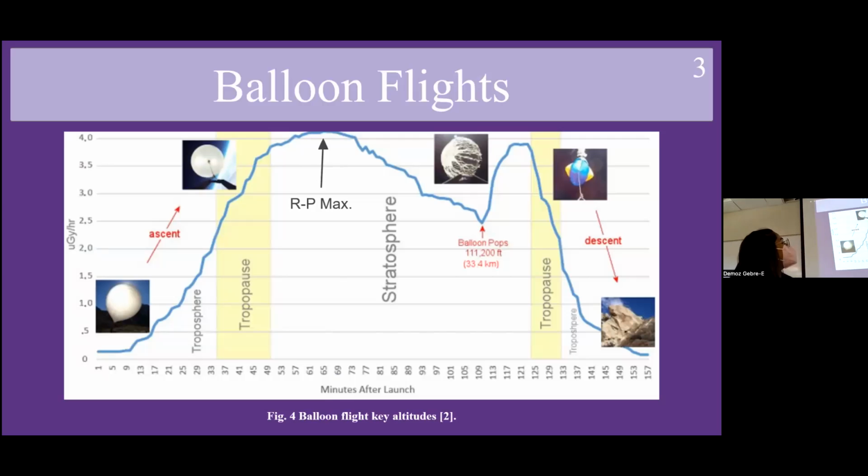And here's what a typical balloon flight looks like. So we start with the ascent, and then we have the Regener-Pfotzer maximum labeled, or the RP max, which I'll get to in the next couple slides. And then you can see in the middle image, the balloon bursts, and then it'll come down. And we have a parachute attached so it comes down safely for the most part.